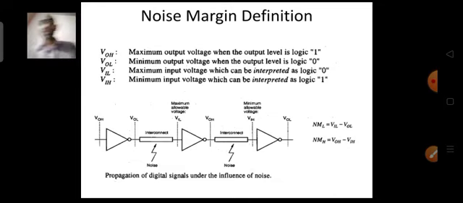So noise margin is nothing but, if you try to define the physical significance of noise margin, it is a sort of tolerance which the circuit has. There is a certain range on the input side which the circuit can tolerate without changing the output.